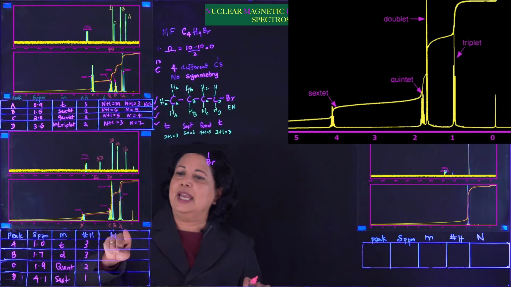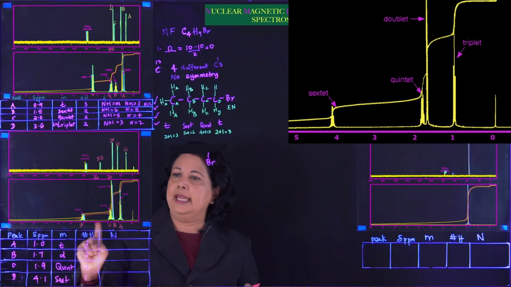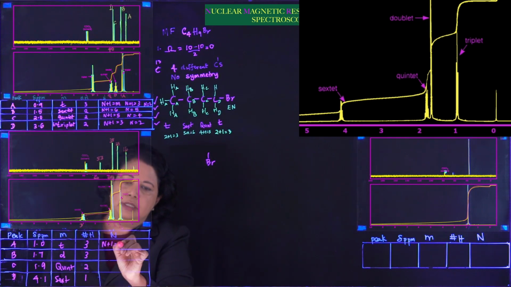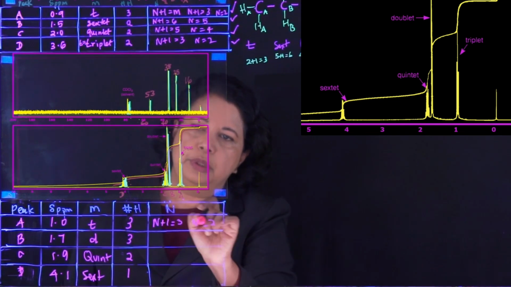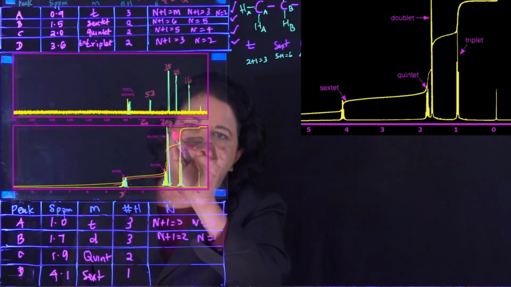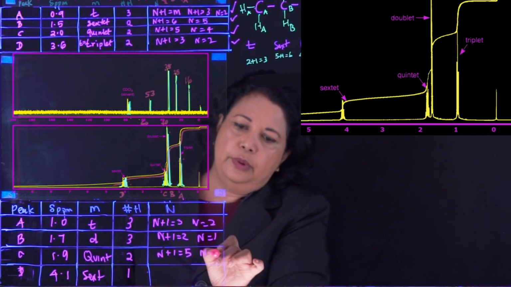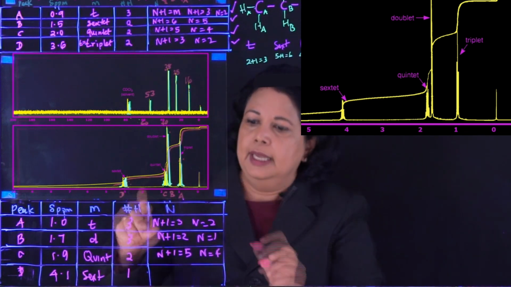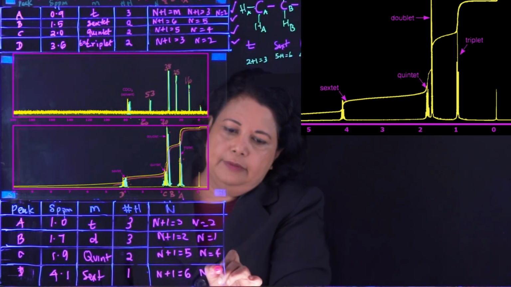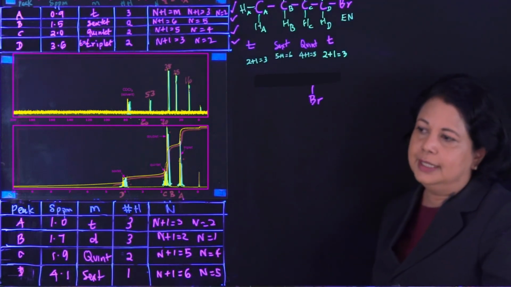All right, let's look at the number of neighboring protons for each one of these. A is a triplet, so therefore n plus 1 is 3, n is 2. This is a doublet, therefore n is 1. This guy's got 1 neighbor. Quintet, and therefore it's got 4 neighbors. And sextet. It's very busy over there. It's got 5 neighbors.